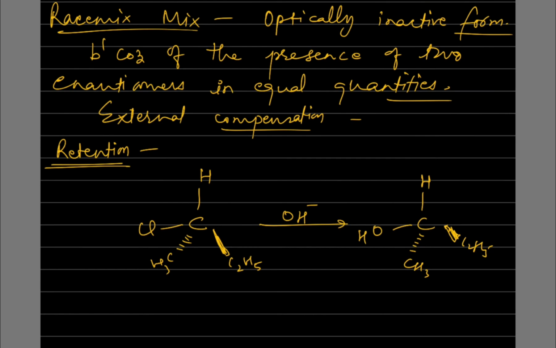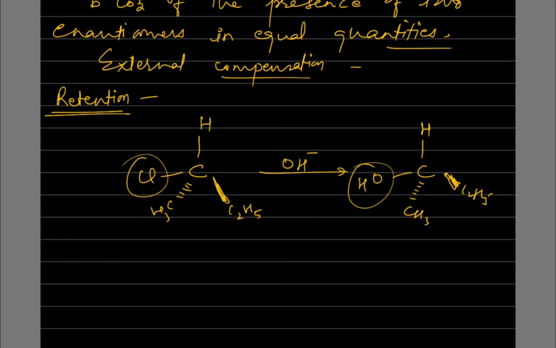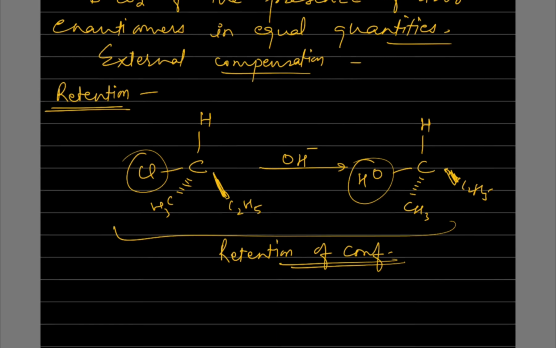So here there is no change in the structure except that in place of one group, that is chlorine, the other group OH has come, at the same position. So this type of phenomenon is called retention of configuration, where just the groups are changed but there is no change in their position or in their direction. So that is called retention of configuration.